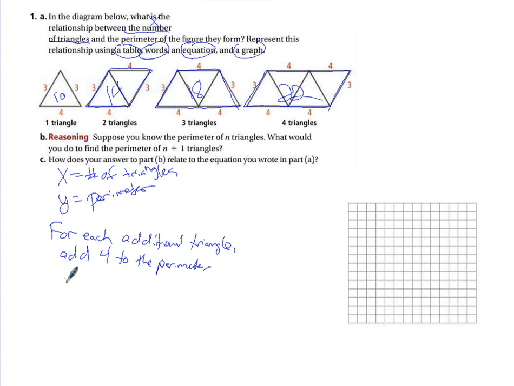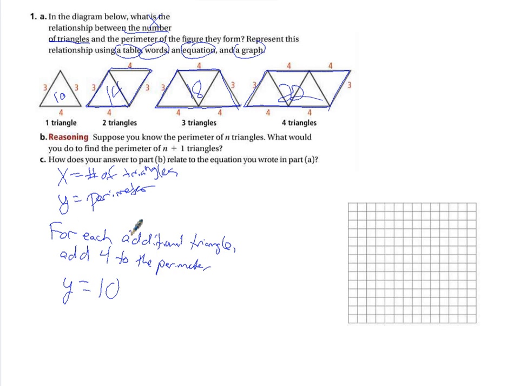My perimeter, which is what I'm looking for, is y. Equals. If I don't add any more triangles, I don't have to add 4. So what do I start with? My first figure, what's my perimeter? It's 10. So I have 10. The perimeter is 10 in my first figure. But as I continue, it says for each additional triangle, add 4 to the perimeter.